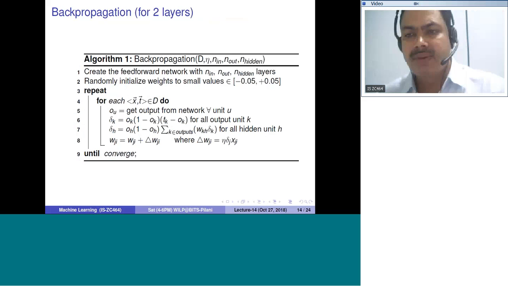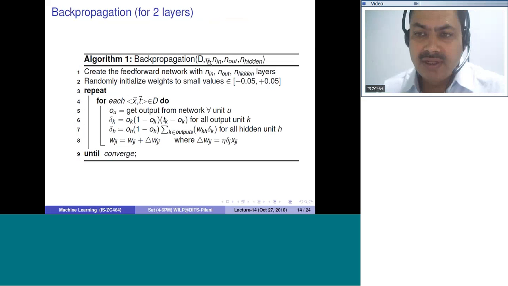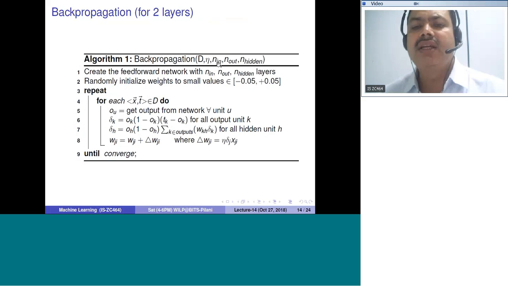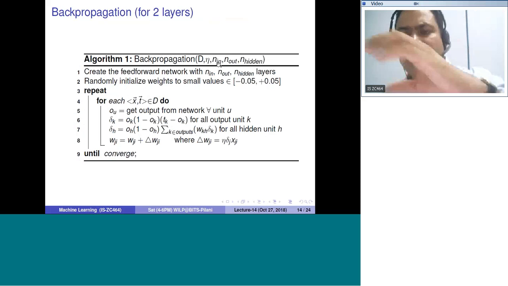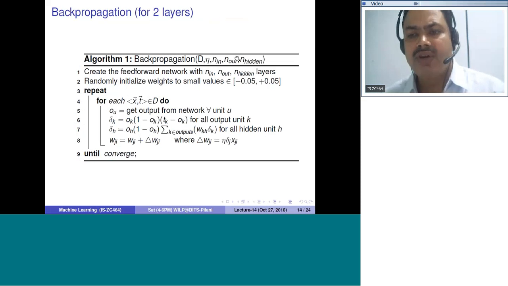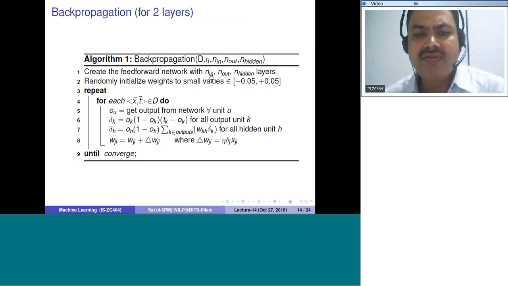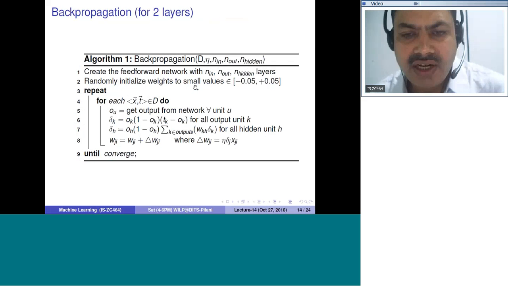This is the equation: the data is given, and a learning parameter eta is given to you, and how many inputs there are, how many outputs, and how many hidden units. So it looks like a 3-layer network, and now we are going to train the input, output and hidden layers, and create the feed forward network with n input, output and hidden units. Randomly initialize the weights to small values.